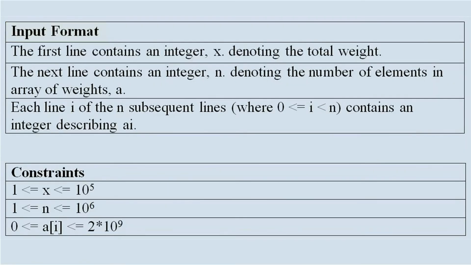Input format. The first line contains an integer X denoting the total weight. The next line contains an integer N denoting the number of elements in the array of weights, A. Each line i of the n subsequent lines, where 0 less than or equal to i less than n, contains an integer describing A i. Constraints.